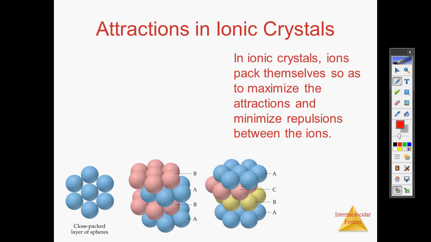All right. In ionic crystals, ions pack themselves so as to maximize attractions and minimize repulsions between the ions. So a closely packed layer of spheres, layer A, B, positive, negative, positive, negative, however that may be. For that, we're just going to minimize it.